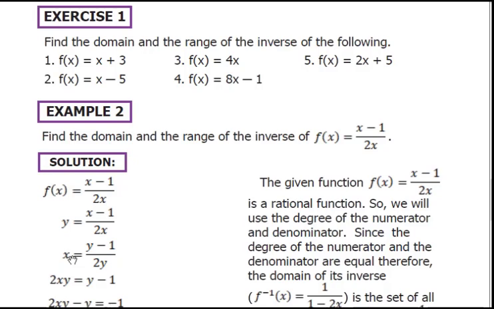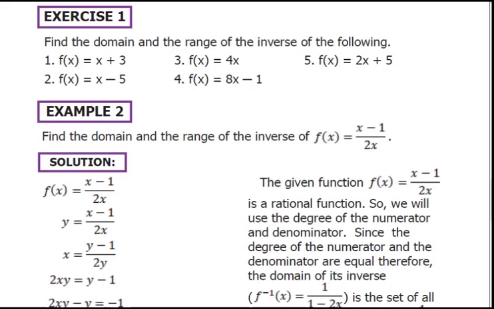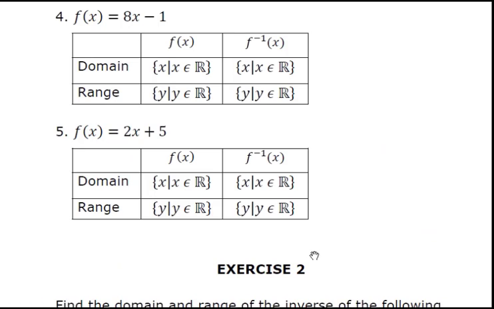For number 4, f of x equals 8x minus 1. The same solution that we had for number 3. And for number 5, f of x equals 2x plus 5. Then the same solution. So numbers 1 to 5 have basically the same solution in terms of the domain and range of the inverse.